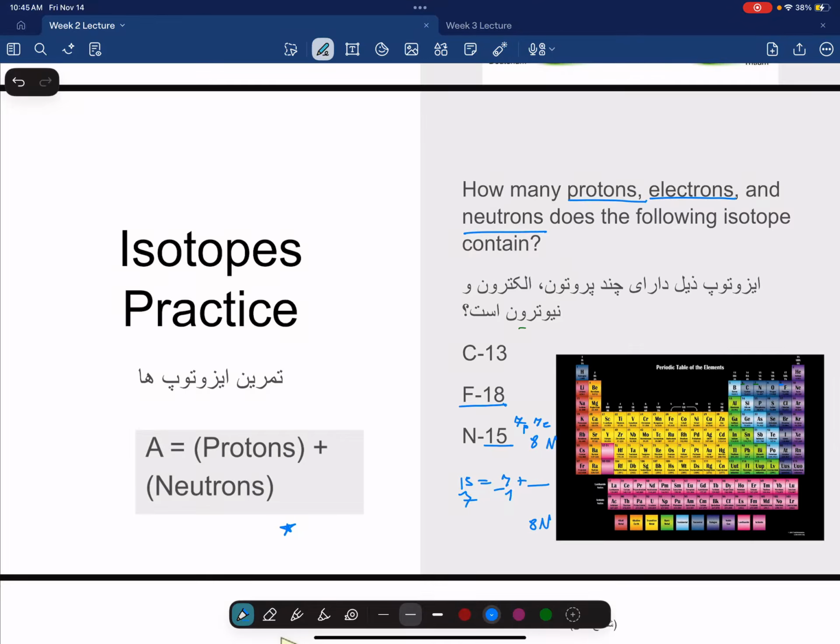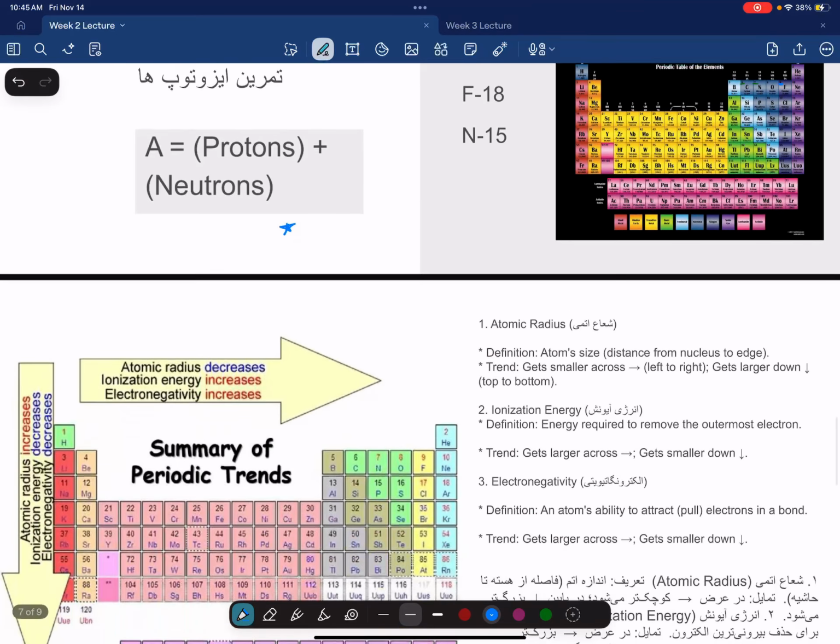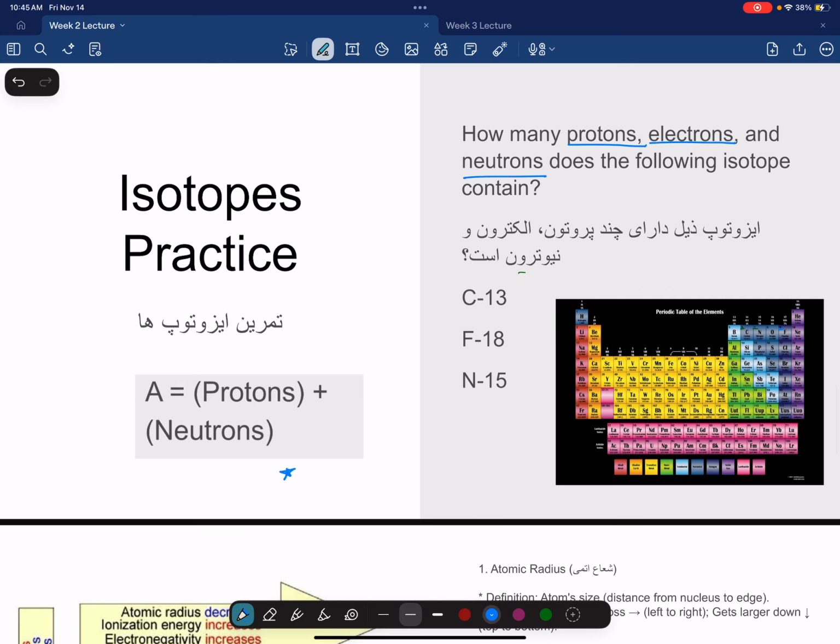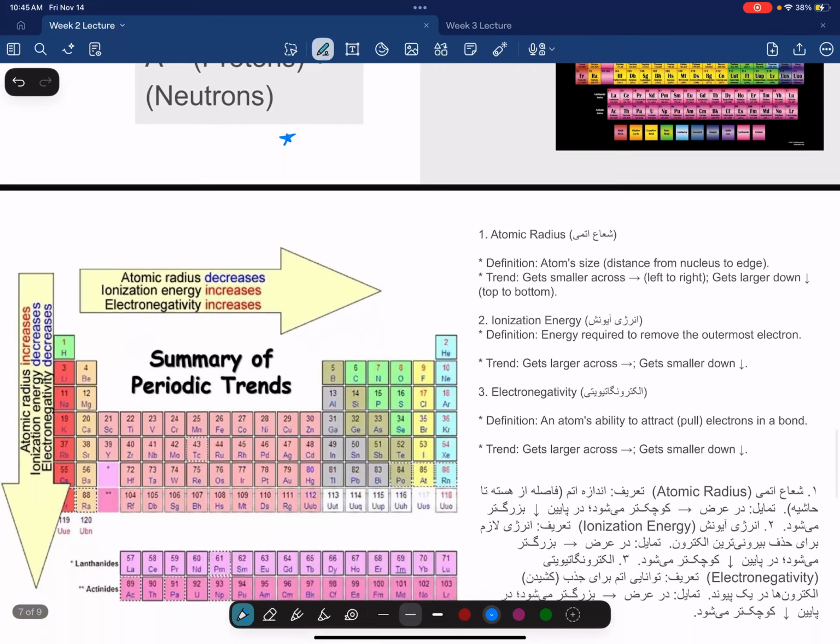So if you know how to do isotopes practice and you did good on this, you are okay. If you don't, it's okay as well. You will also be okay. Just let me know if you have any questions by email or text message or anything like that.